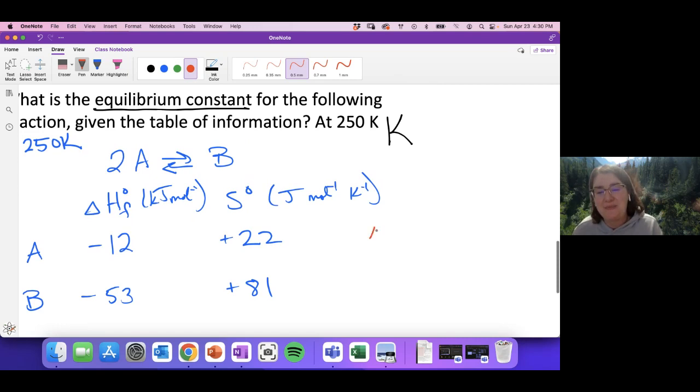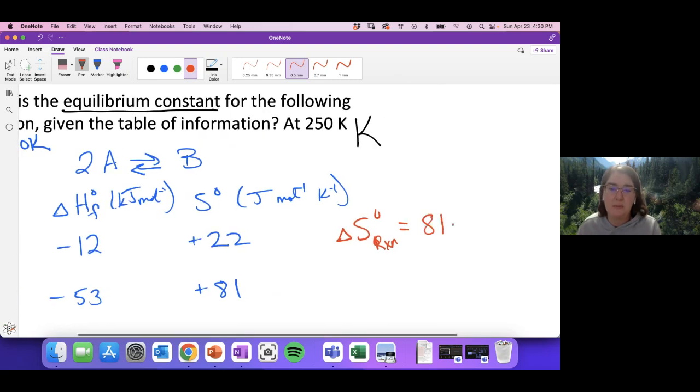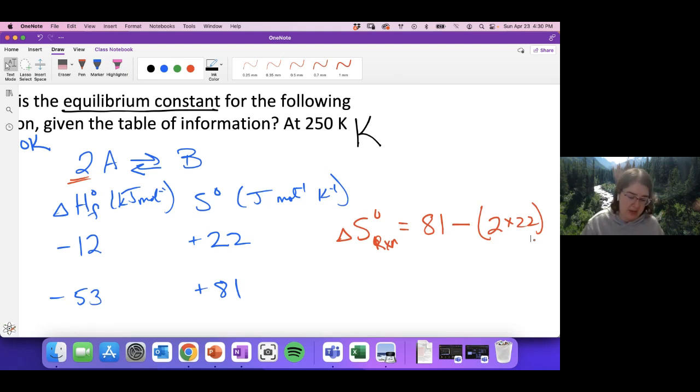So in order to calculate my delta S of the reaction, all this is going to be is products minus reactants. So my product here is B. So that's 81 minus my reactants. But I'm going to use my stoichiometry. So that's going to be 2 times my 22. So I am going to use all of that information. So it's 81 minus 44.